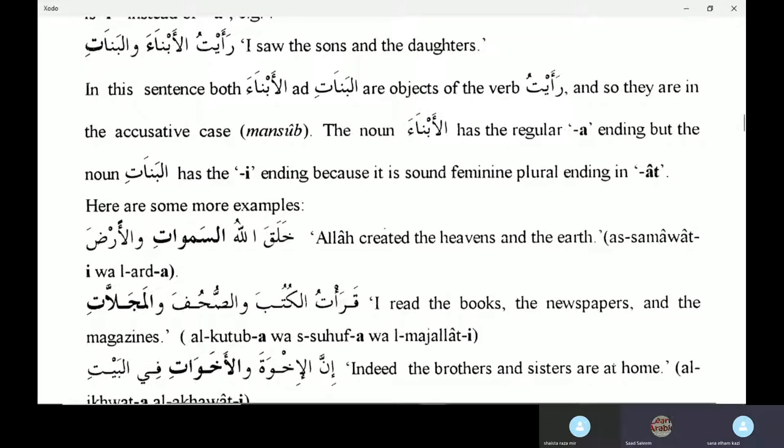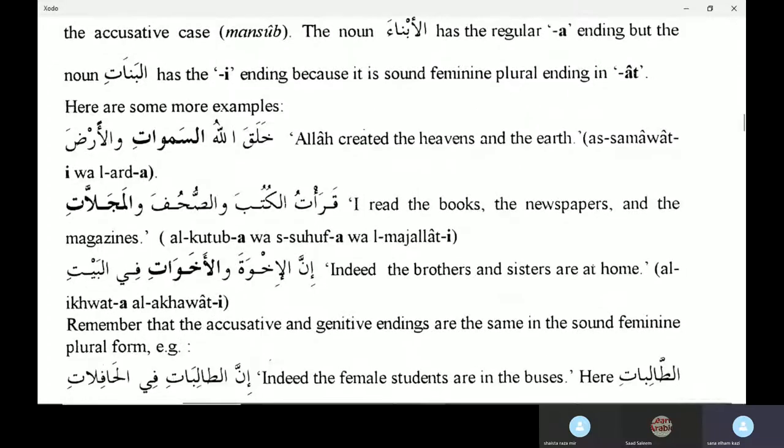Here are some examples. Khalaqallahu as-samawati wal-arda. Allah created the heavens and the earth. So here you see, because of alif ta, samawat, you put kasra there, and then al-arda remains mansoob with fatha.